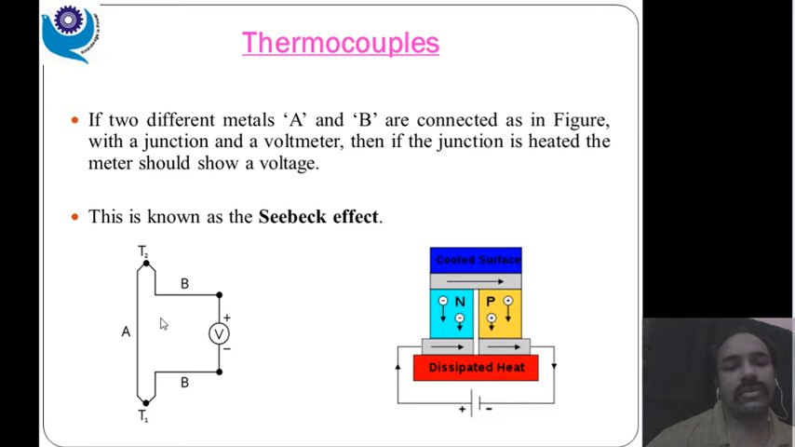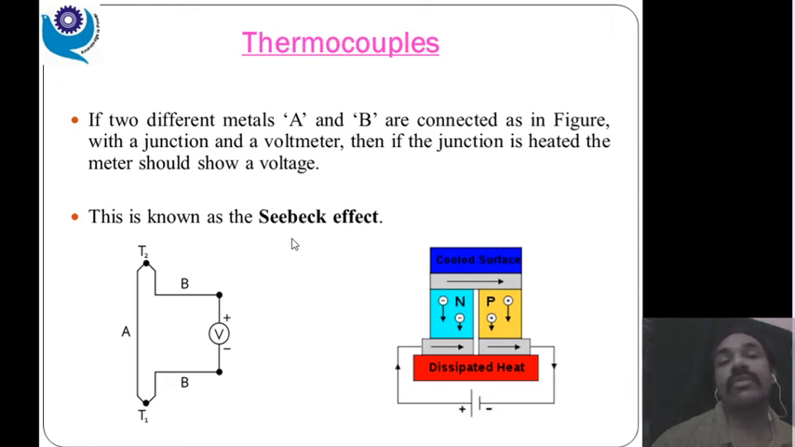So it is clear that these are the two dissimilar metals, metal A and metal B, and these two junctions, T2 and T1, are kept at different temperatures, and due to the temperature difference, we get a voltage over here. Very simple. This is what is called the Seebeck effect.